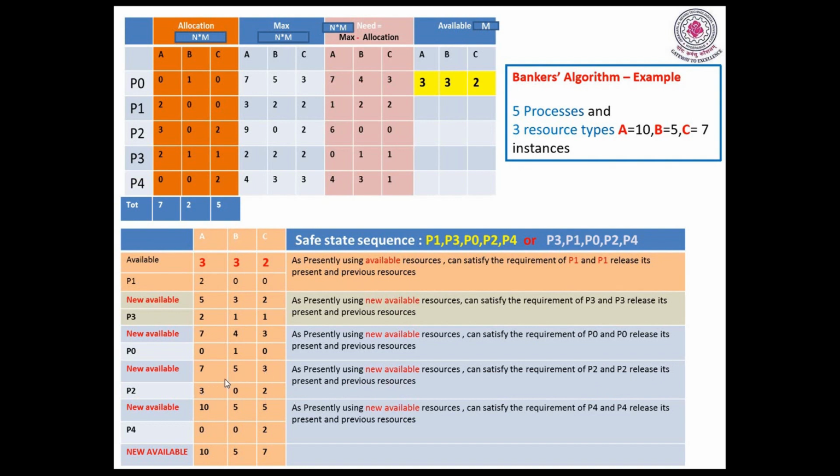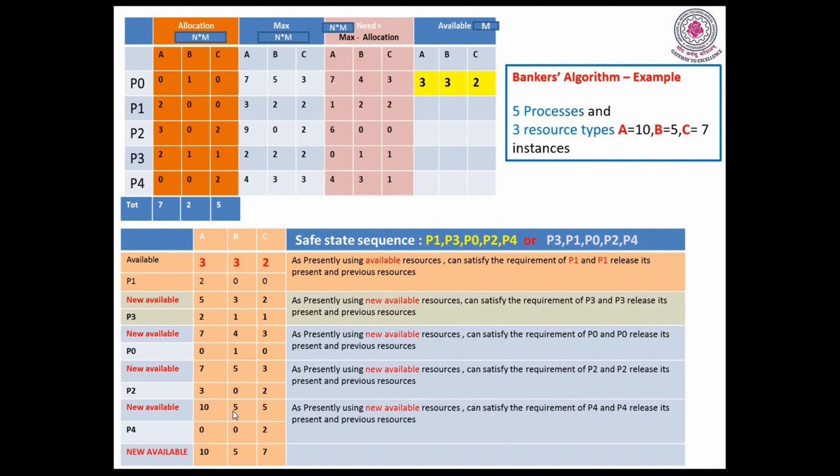So what are the previously allocated resources? P2, look here, P2 3, 0, 2. See that 3, 0, 2. Now summation of this: 7 plus 3, 10, 5 plus 0, 5, 3 plus 2, 5. Presently freely available resources 10, 5, 5. Now what are the pending processes? Only P4. P4 requirement is 4, 3, 1.